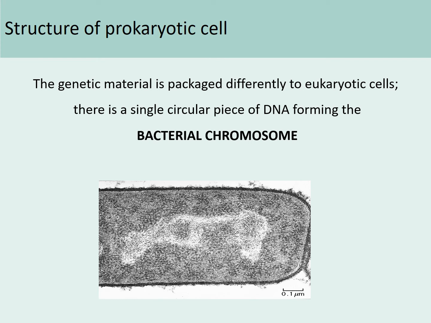So we talk a lot about the genetic material because that is a big difference between the eukaryotic and the prokaryotic cells. So the genetic material in a prokaryotic cell is not in that specific nucleus. It's packaged slightly differently. There's a single circular piece of DNA that basically forms the bacterial chromosome. So you've got chromosomal DNA inside a bacterial cell, and you've also got those circles that we've labelled, which are the plasmids that we'll talk about in a minute.